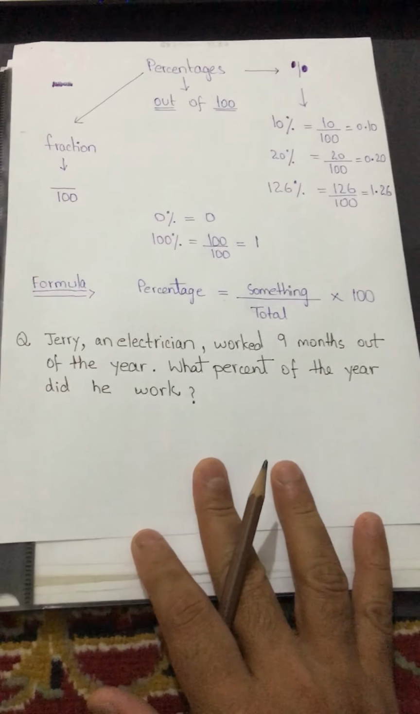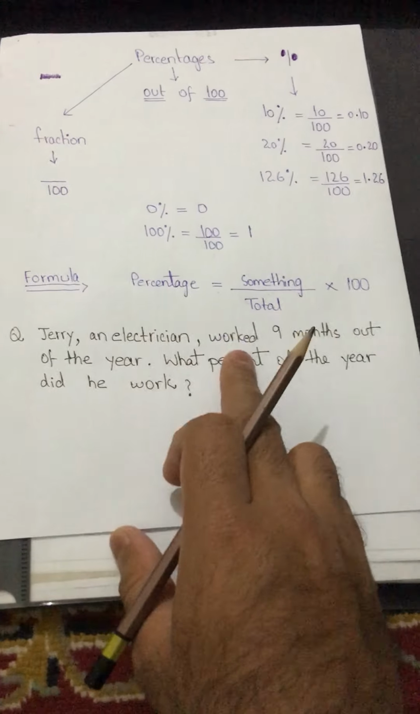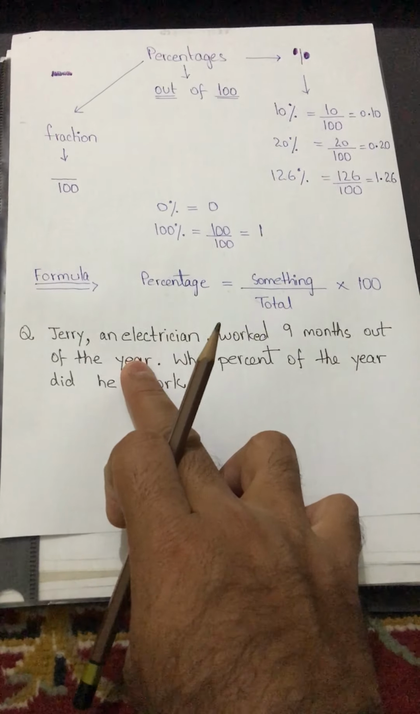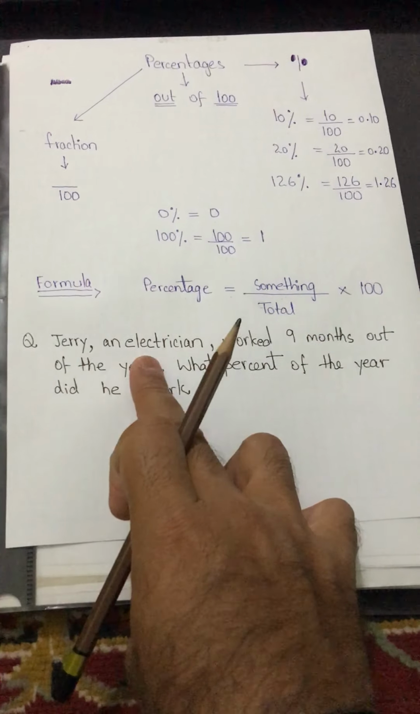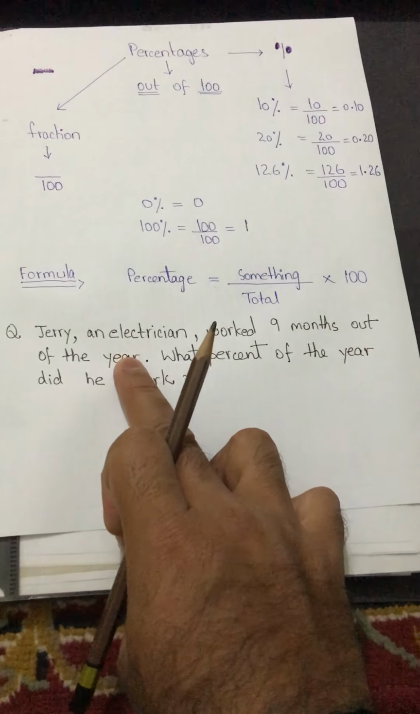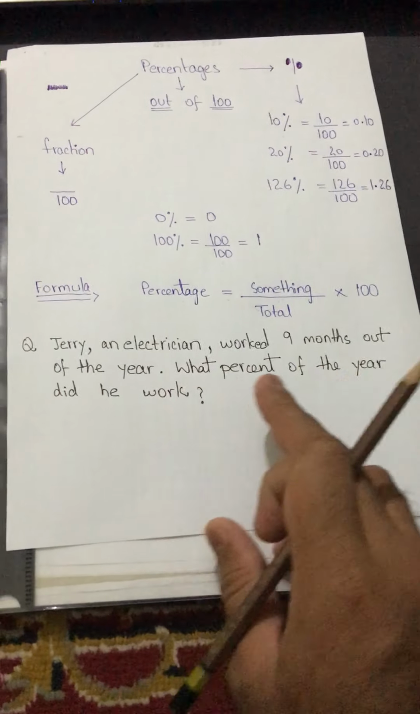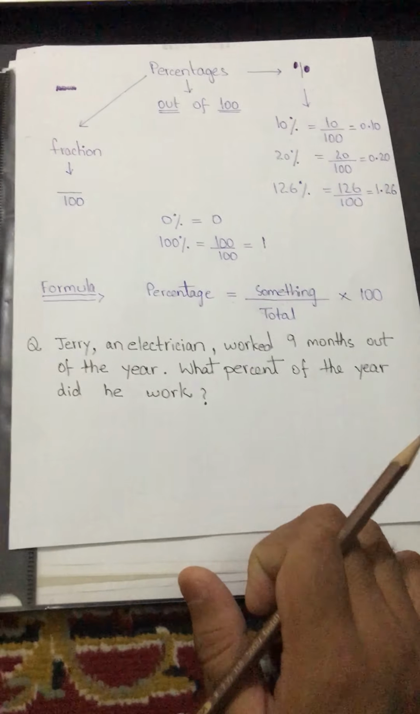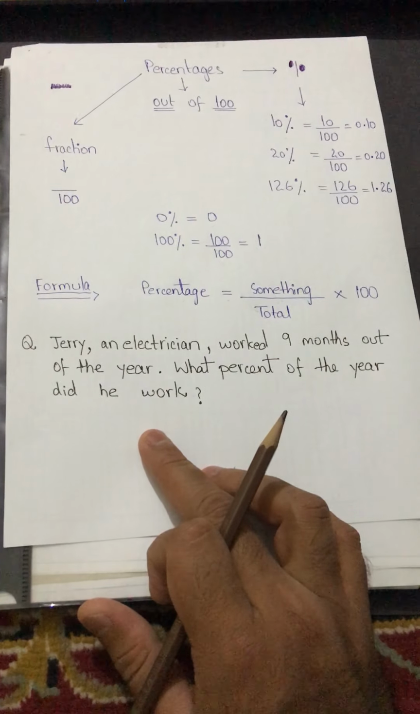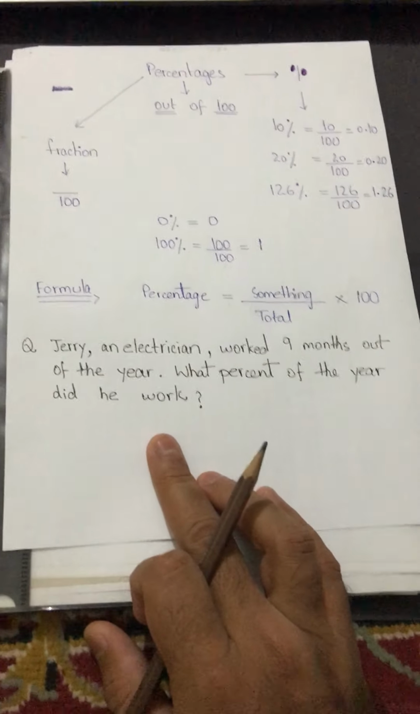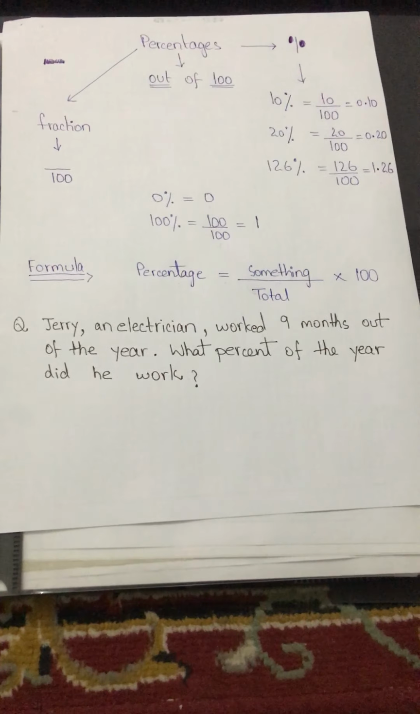For example, we have a question in front of us. The question says Jerry, an electrician, worked 9 months out of the year. Jerry is an electrician who works 9 months out of a year, and we know that there are 12 months in a year. So we have to calculate what percentage of the year he worked. We are interested in finding out how much Jerry works in the form of percentage.